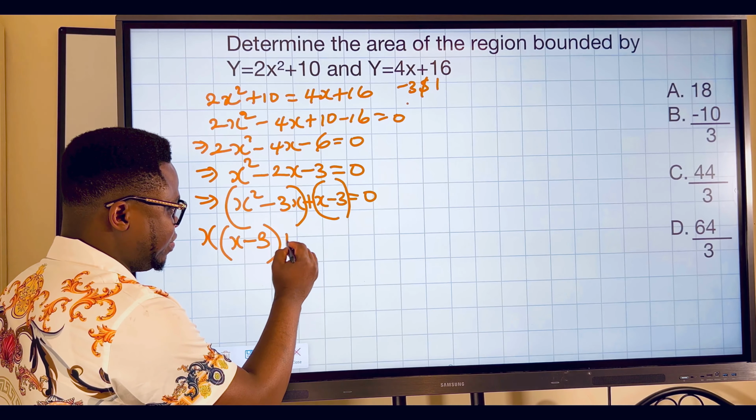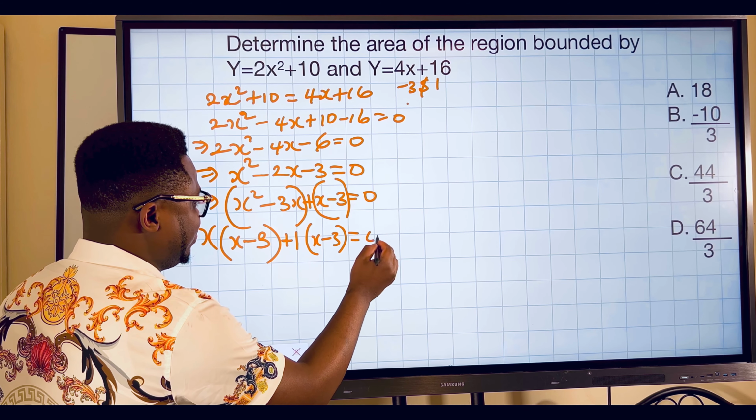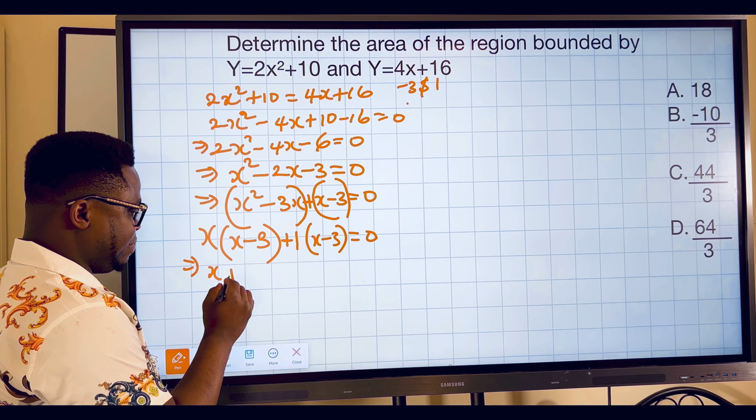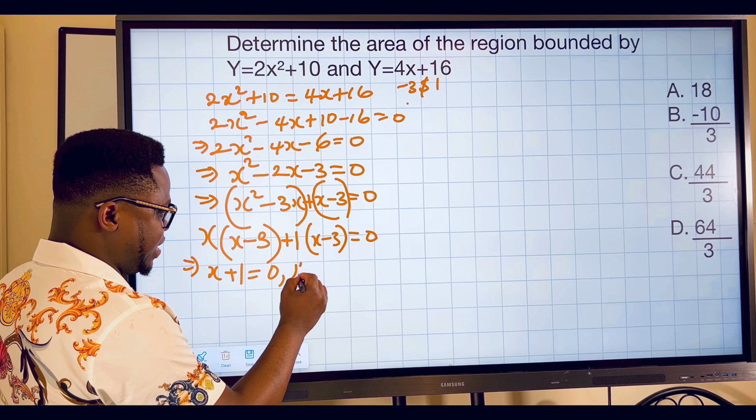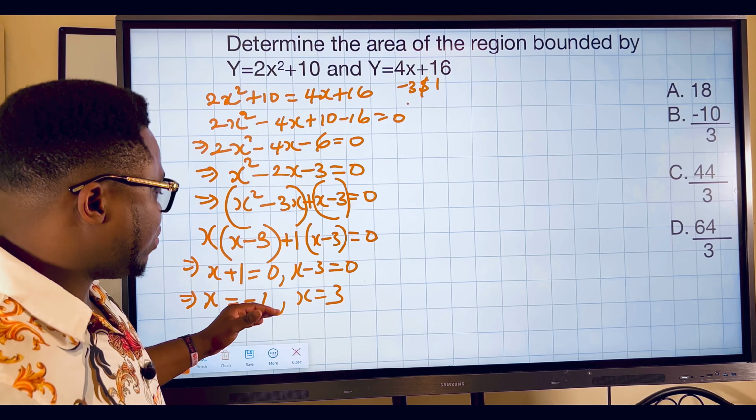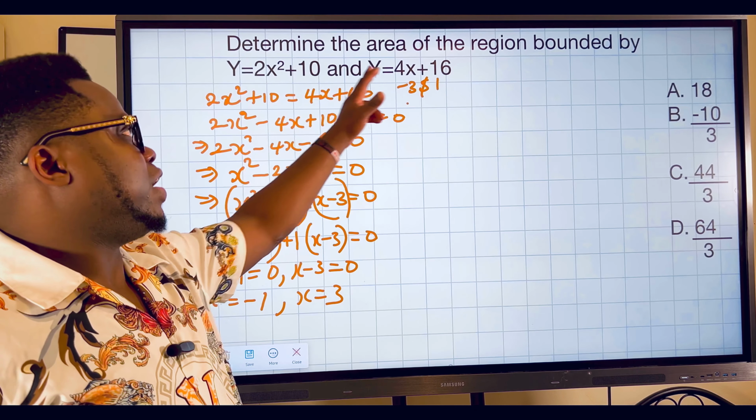Then plus, I'll use 1 here because 1 can divide across x and minus 3. Then I'll put x minus 3, equal to 0. You can see this and this are the same, so I'm going to pick 1. So I'll pick x plus 1 equal to 0 and x minus 3 equal to 0. Solving for x here, I'm going to have minus 1, then solving for x here, I'm going to have plus 3. Now, minus 1 and 3 are the points of intersection of this curve and this line.